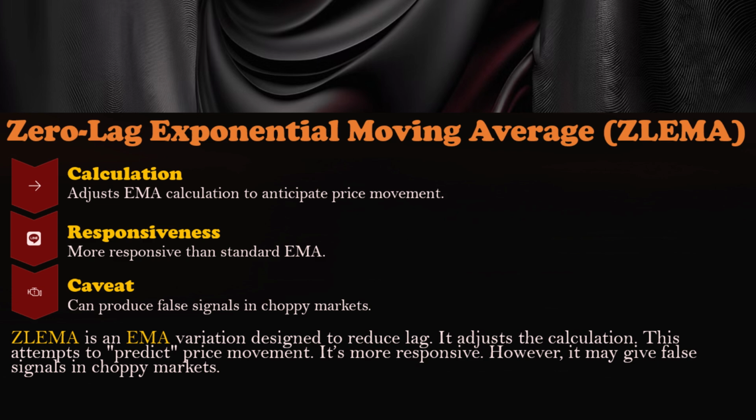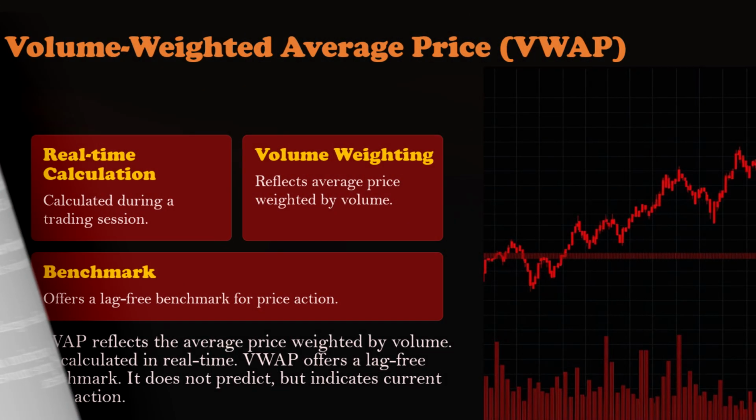ZLEMA is an EMA variation designed to reduce lag. It adjusts the calculation. This attempts to predict price movement. It's more responsive. However, it may give false signals in choppy markets.